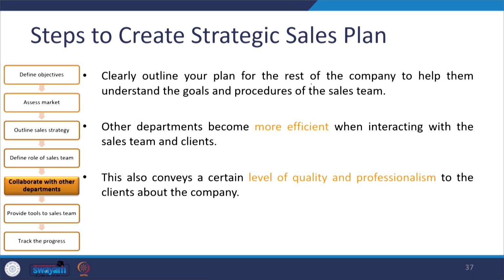Coming to the next step, now as you have defined the role for each sales team member, it's important to collaborate with other departments as well. Clearly outline your plan with the rest of the company to help them understand the goals and procedures of the sales team. Other departments become more efficient when interacting with the sales team and the client, because they know everything about the previous communication with the particular client. So this also conveys a certain level of quality and professionalism to the clients about the company.